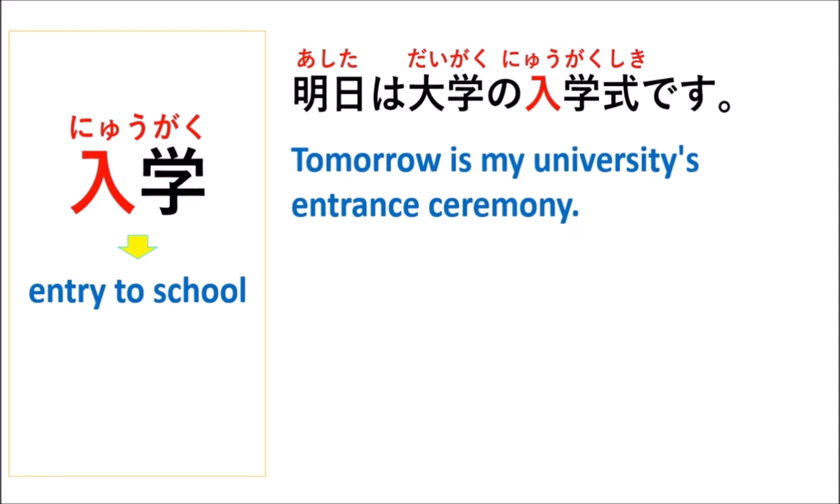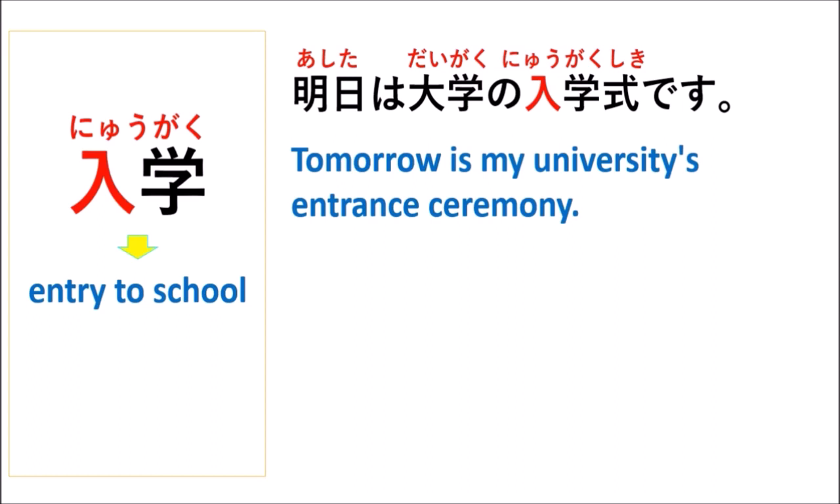And 入 means enter or entrance, and 学 means school. So when you put 入 together with 学, it means entry to school or enter the school. So in this example we have 入学式. 式 means the ceremony.